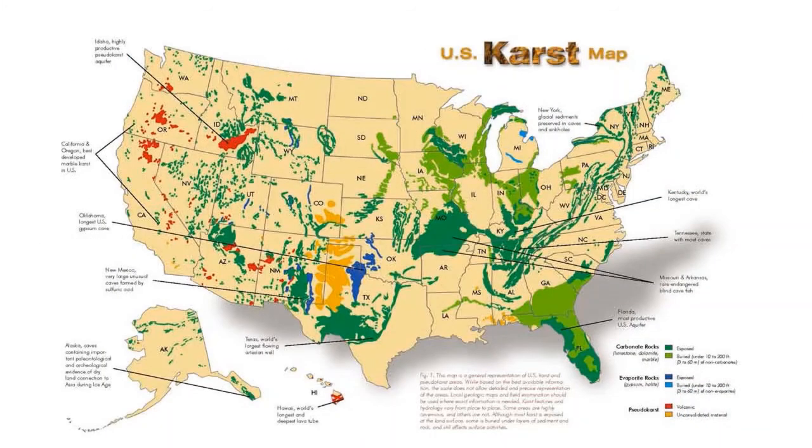So this is just a map of the US karst topography that we have. Sorry, North Dakota, we just have this little teeny tiny blip down here in the southeastern corner of the state. And that is related to, as we can see, some carbonate rock weathering.